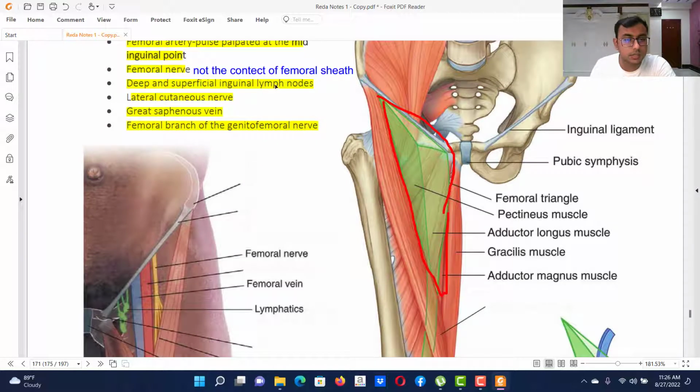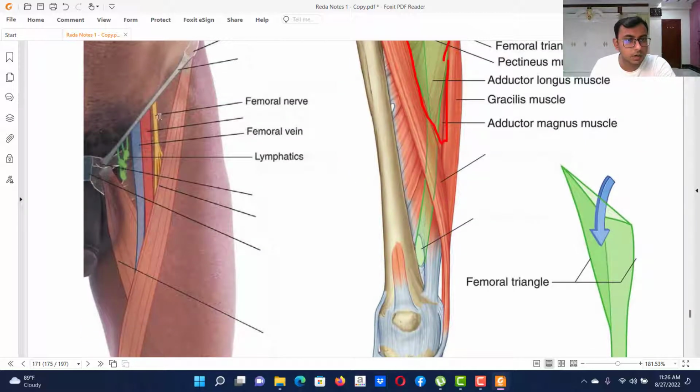Now the deep and superficial inguinal nodes, lateral cutaneous nerve, great saphenous vein, and the branch of the genitofemoral nerve, that is the femoral branch. So here the femoral nerve lies laterally, then the femoral artery, and medially the femoral vein. Then this is the femoral canal. So this is the femoral sheath, and this is the femoral canal, most medially. This contains deep inguinal lymph nodes, the gland of Cloquet or gland of Rosenmuller.